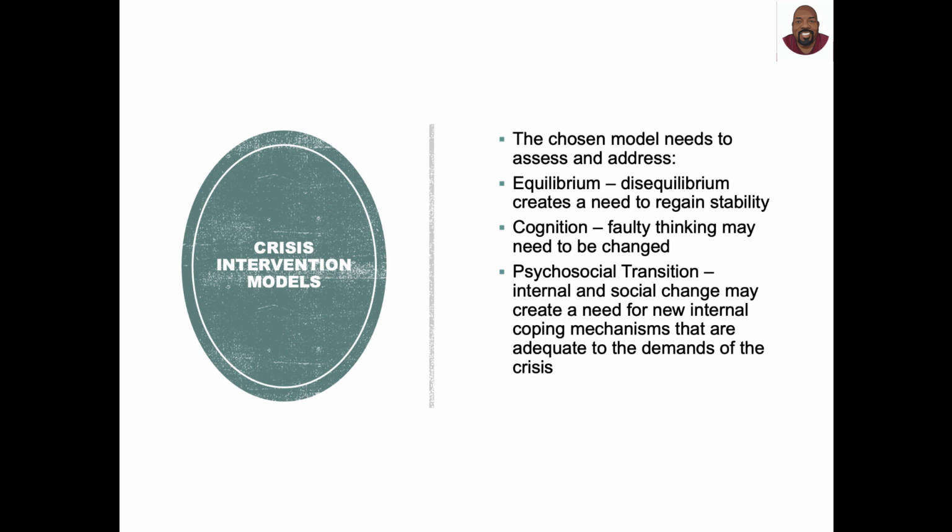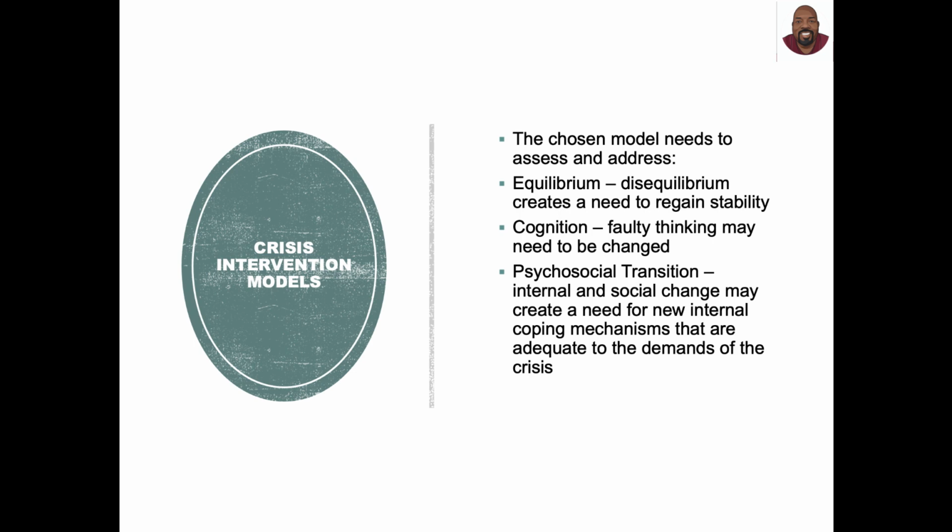disequilibrium, it creates a need to regain stability, and so this crisis has thrown them off. So we want to know, how do we get them back into a normal groove of life? And so the crisis intervention model we have needs to really lay out very clearly, what does equilibrium look like for that individual. And also cognition, because faulty thinking may need to be changed.